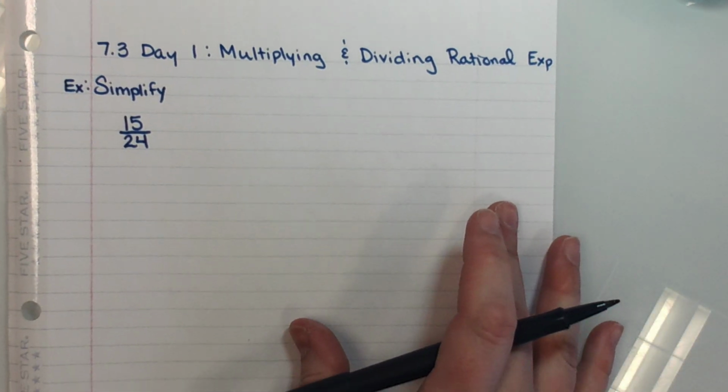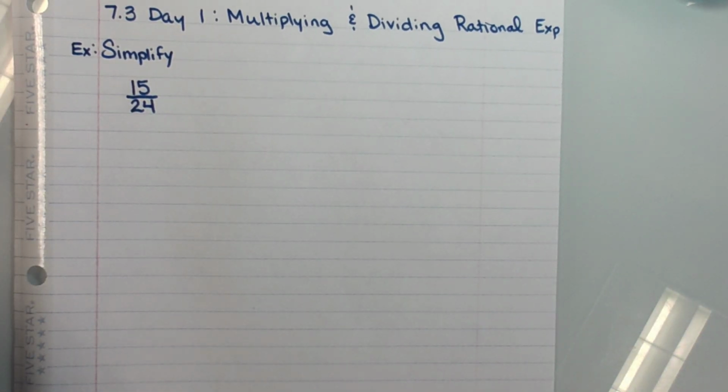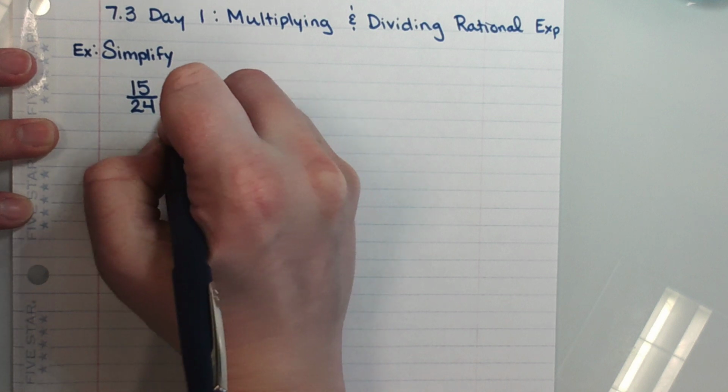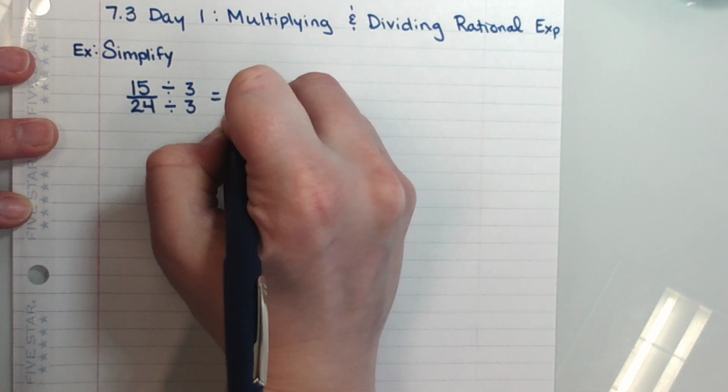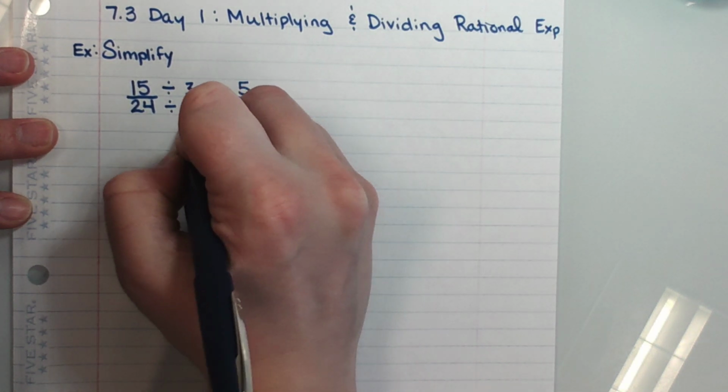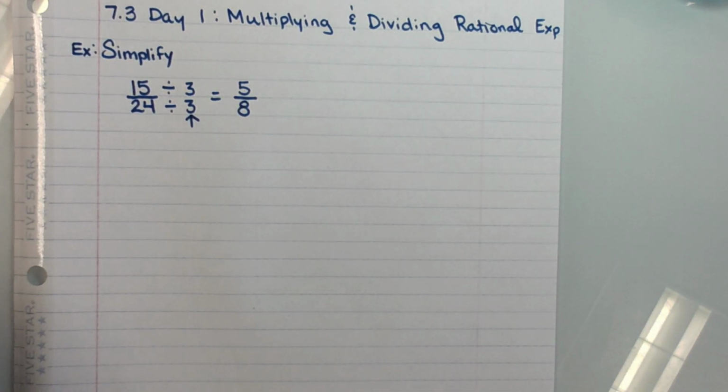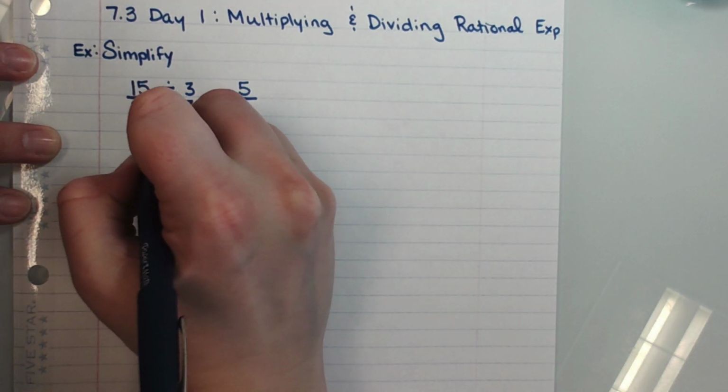Because this is a rational expression. It's a ratio. It's a fraction. How do I simplify 15/24? Figure out what's the biggest thing that divides out of both, which is 3. You get 5/8. Now, why 3? It's the what? It's the greatest common factor.